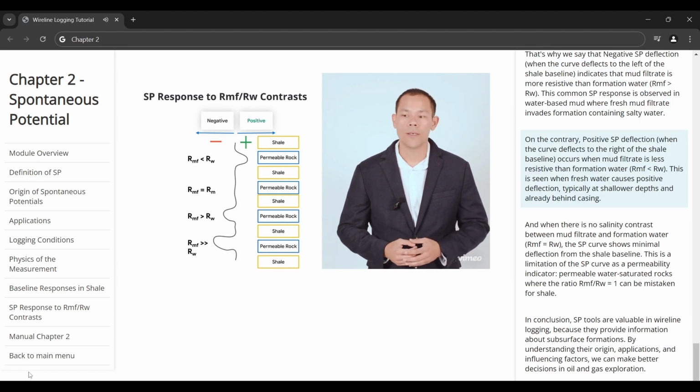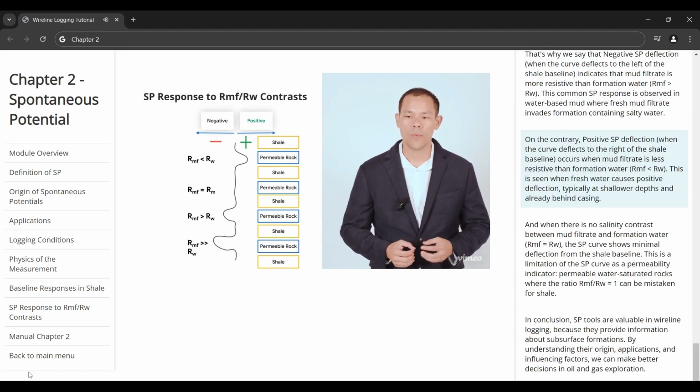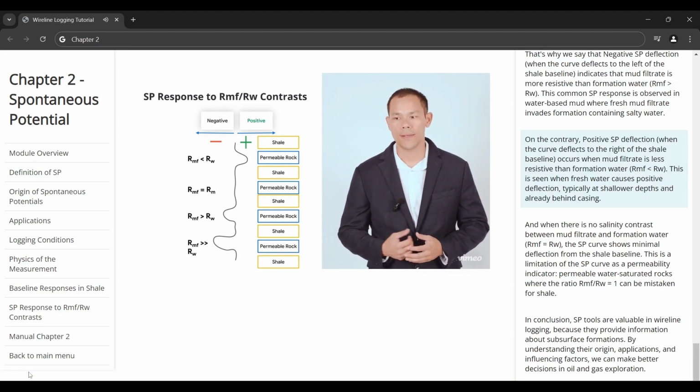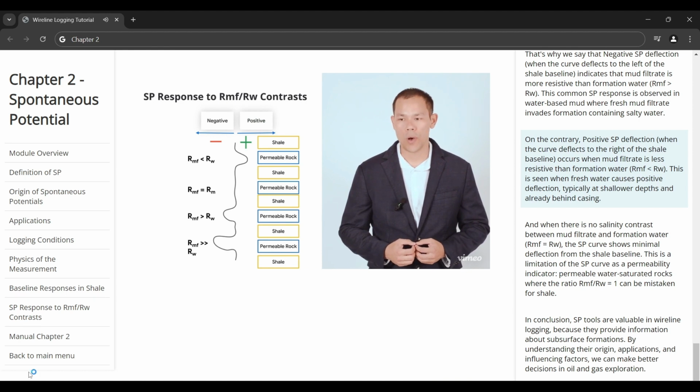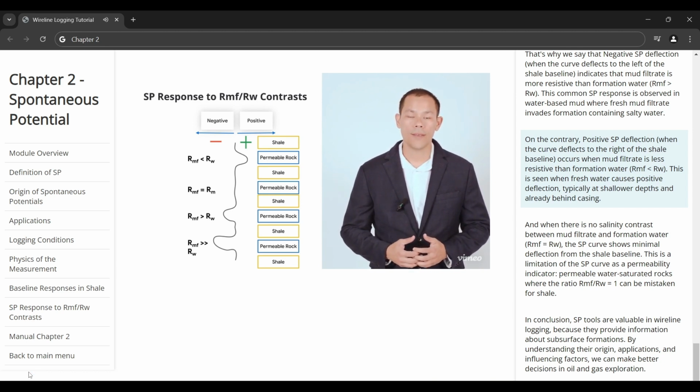On the contrary, positive SP deflection, when the curve deflects to the right of the shale baseline, occurs when mud filtrate is less resistive than formation water. This is seen when fresh water causes positive deflection, typically at shallower depth and already behind casing.